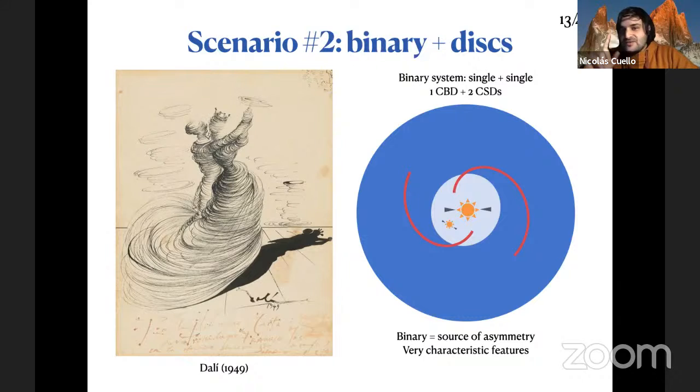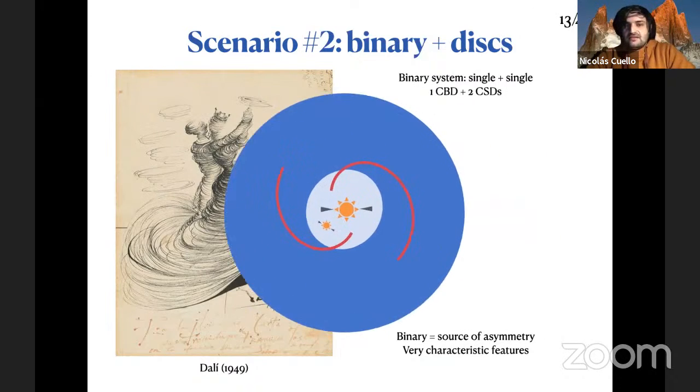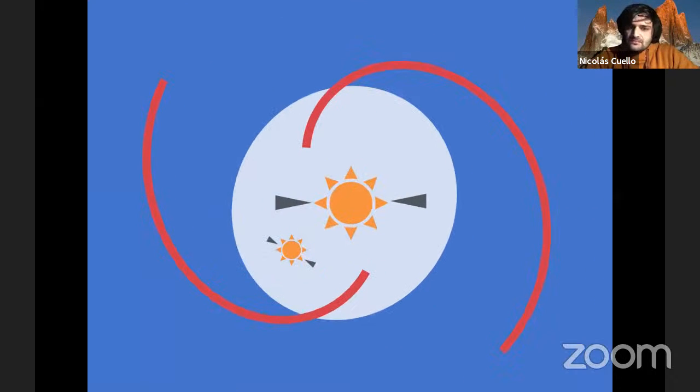So what we have here is 1 circumbinary disk in the outer parts. We have 2 circumstellar disks, and we see that the binary here is the source of asymmetry, and this leaves very characteristic features, as we're going to see in a bit. So if we zoom in, this is what we're dealing with. We have 2 stars, and there is some material that could be around each of the stars, blocking the star. We're going to see that this has important implications as well.